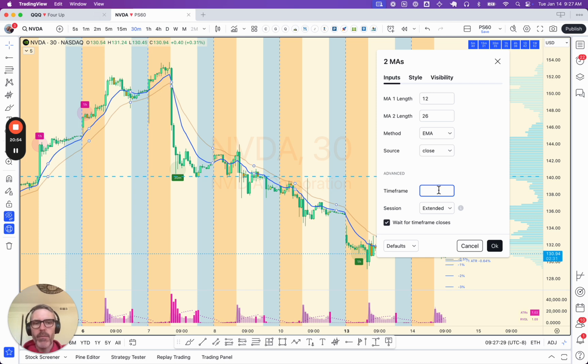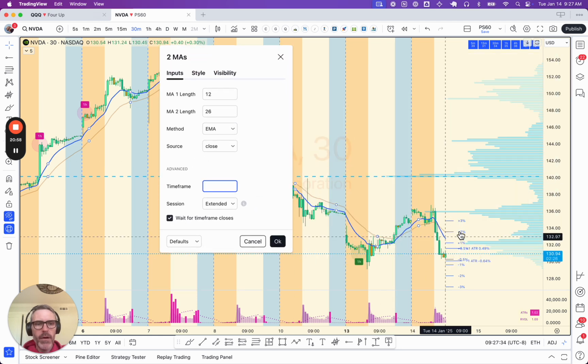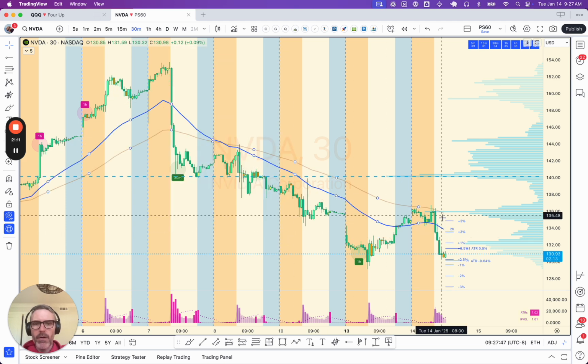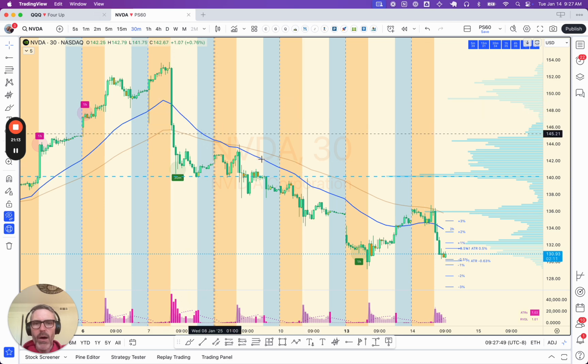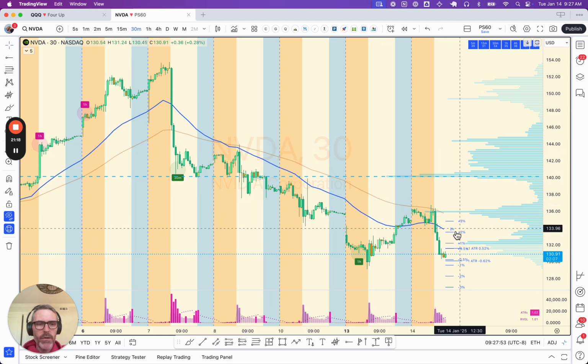I'm going to change the time frame of this, and you're going to see a couple of changes here. Right now it's just the same. If you leave this blank, it's going to write these as if it's on the same time frame as the chart, the 30-minute. I'm going to change this to 2H, and now it's going to adjust these MAs to be the 2-hour EMA 12 and the 2-hour EMA 26. You can see it put this little 2H here to show you that this moving average is not the chart's, it's the 2-hour moving average.